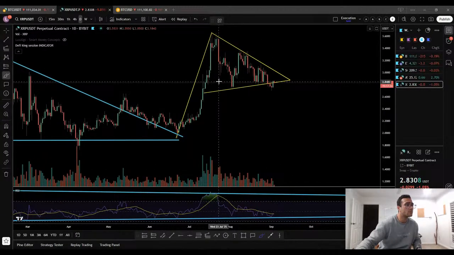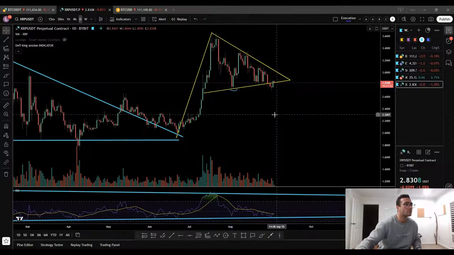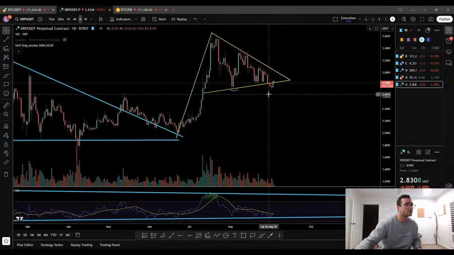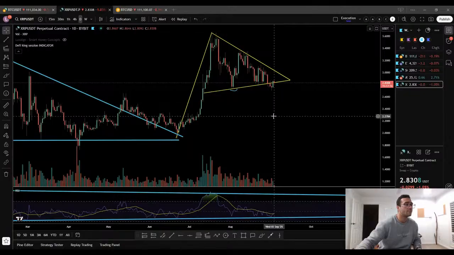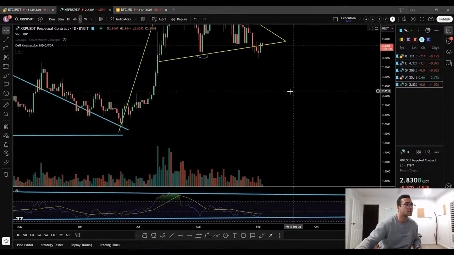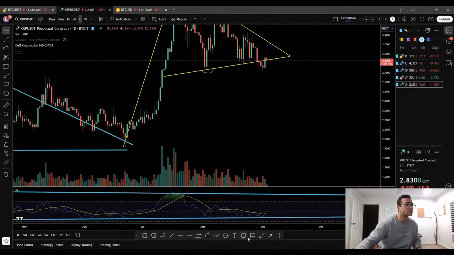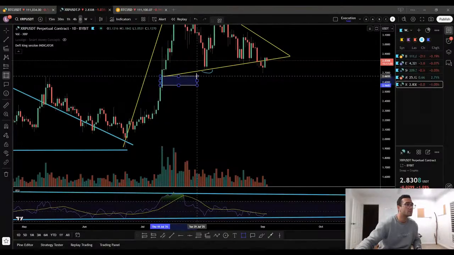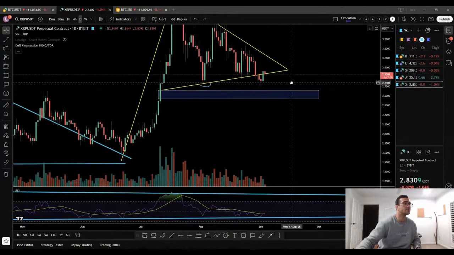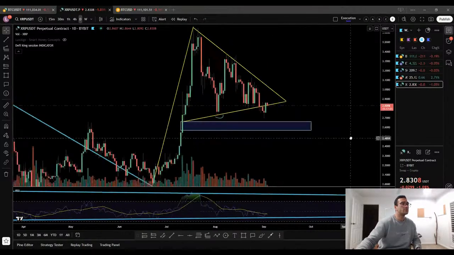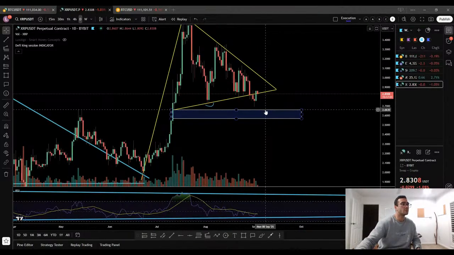Swept right there. But since this is on the daily, okay, it didn't quite come down, so we could potentially see another sweep.